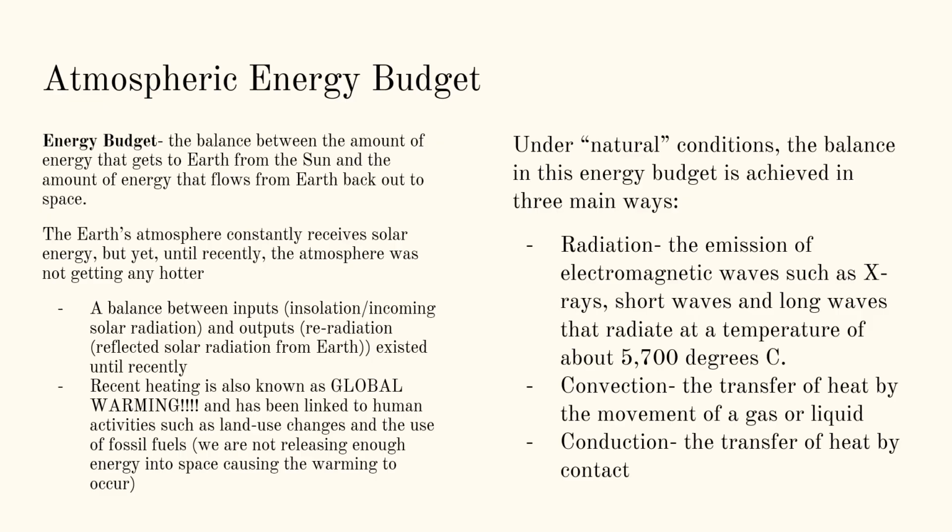So under natural conditions, the balance of the energy budget would be achieved in three main ways. For one, you have an emission of electromagnetic waves and radiation that radiate at a temperature of about 5,700 degrees Celsius that come from the sun. But then you also have convection, the transfer of heat by the movement of a gas or liquid, and conduction, in which contact ends up being made at the surface of the Earth. And so all of these things help to keep the Earth in balance, but as we said, there are things that are throwing it out of balance, like human activity.